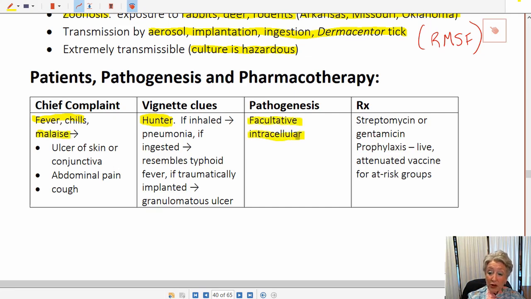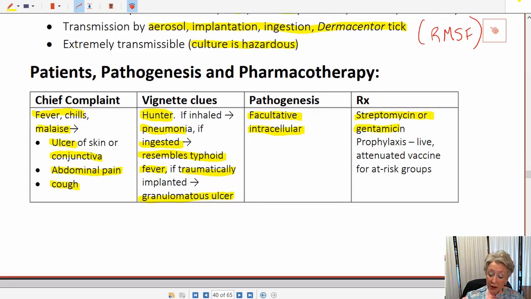Again, it's a granulomatous septicemia, but if it's only introduced to the skin, I can have an ulcer. I can get it into the eye and cause conjunctivitis. I can ingest it and have something that sort of mimics typhoid fever, or I can inhale it, in which case I have a profound infection in the lung. So pneumonia would result from that. As I said, ingested resembles typhoid fever, traumatically implanted causes granulomatous ulcers. I treat with streptomycin or gentamicin.